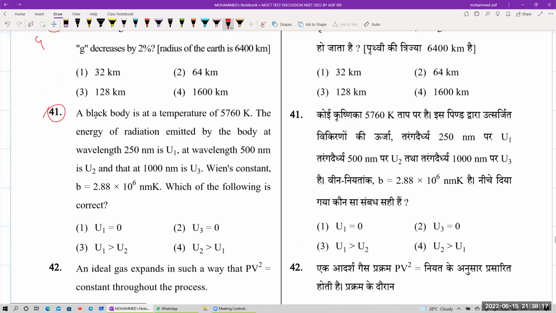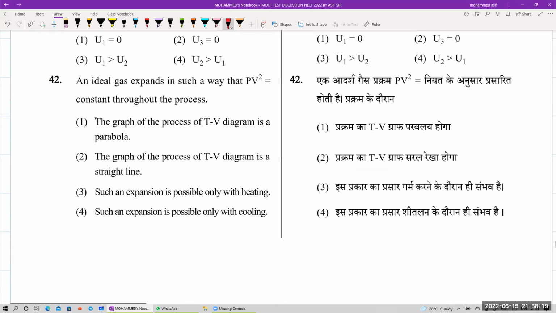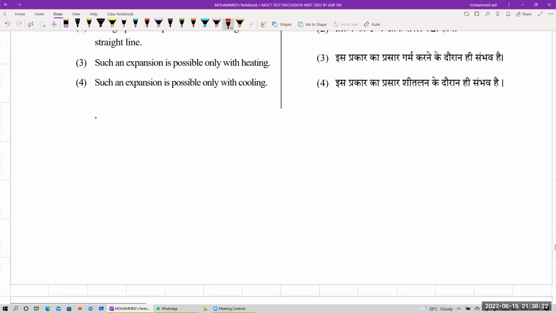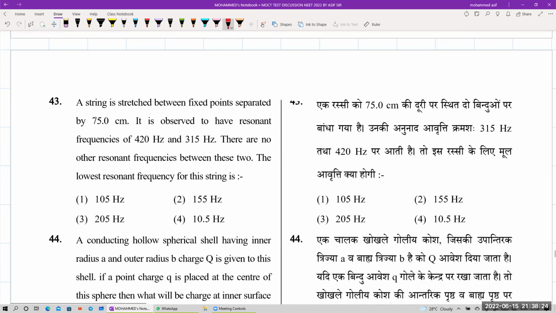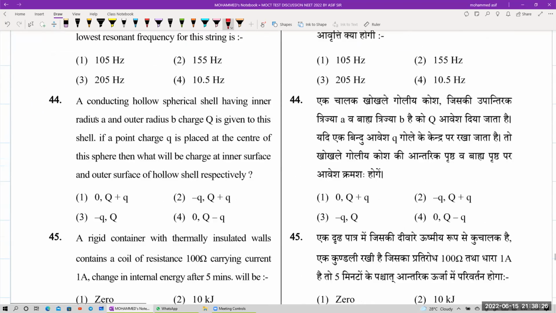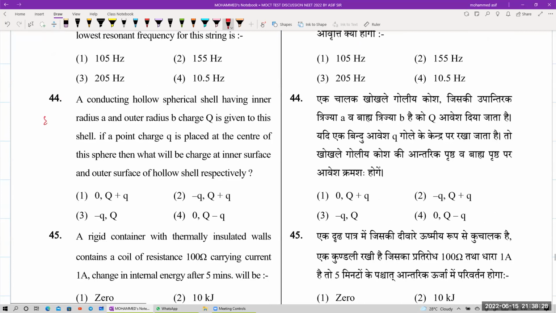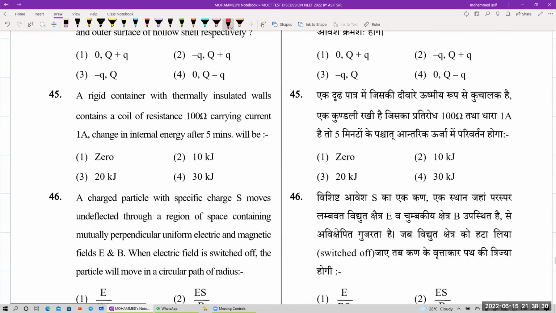And this one is your heat. This also we can do. This is from your heat. This also we can do. Then this is from your sound waves. This also we can do. Question number, this is your electrostatics. Then internal energy, thermally insulated coil of resistance carrying current, change in internal energy after 5 minutes. Coil of resistance, this we can do with heat and current electricity concepts.